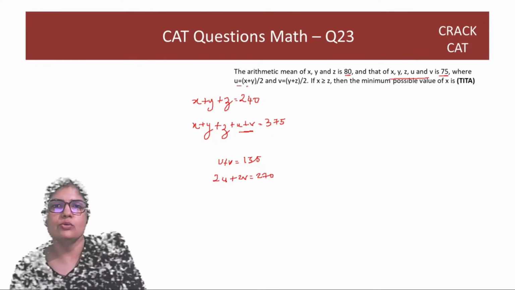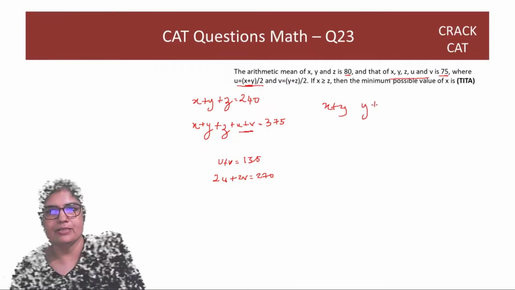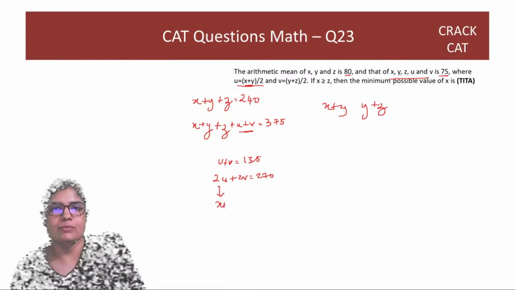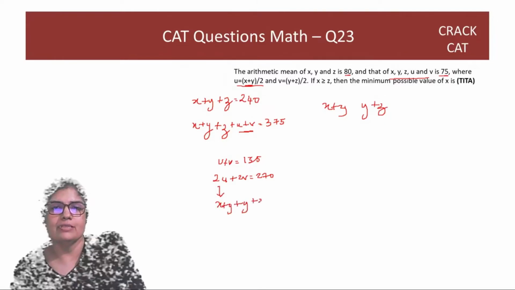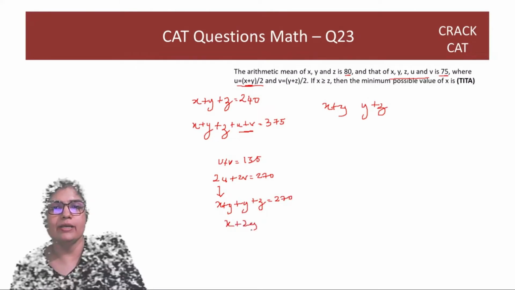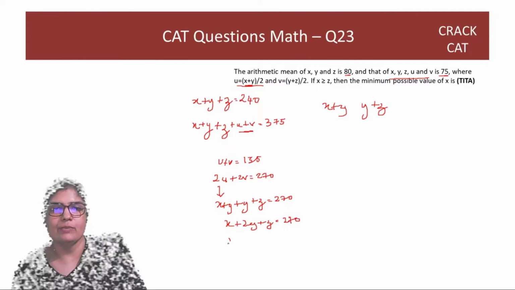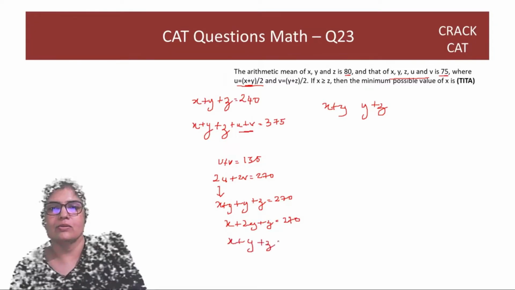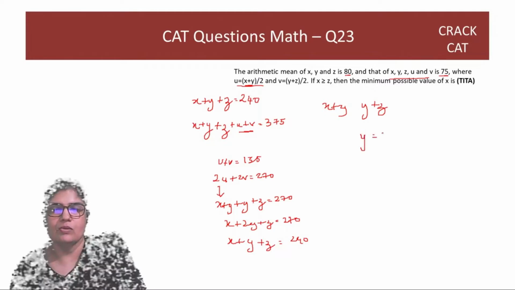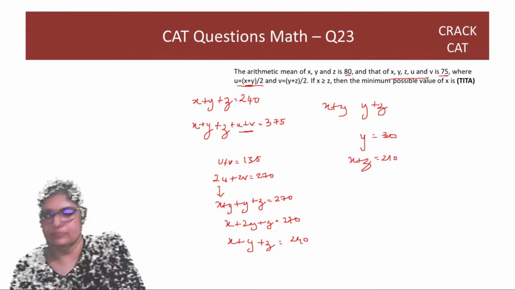Now what is 2u? 2u is x plus y. What is 2v? That is y plus z. So 2u plus 2v I can replace with x plus y plus y plus z. So this is 270. So x plus 2y plus z is 270, and hence x plus y plus z is 240, and the difference y is 30. Y is 30, so x plus z is 210.